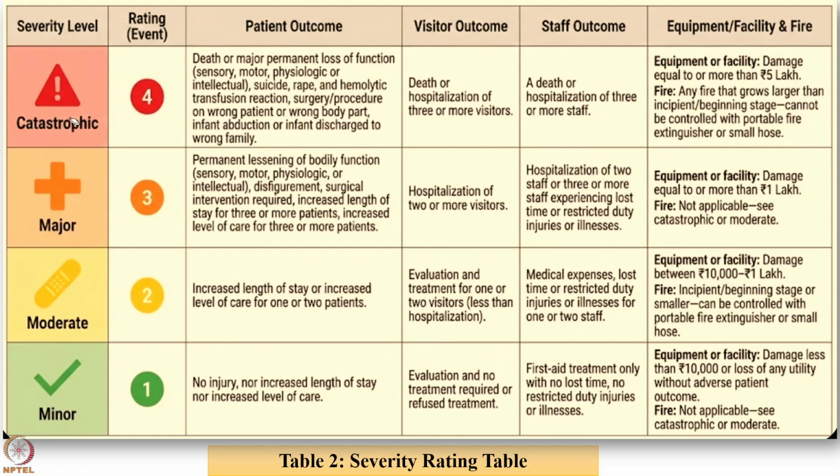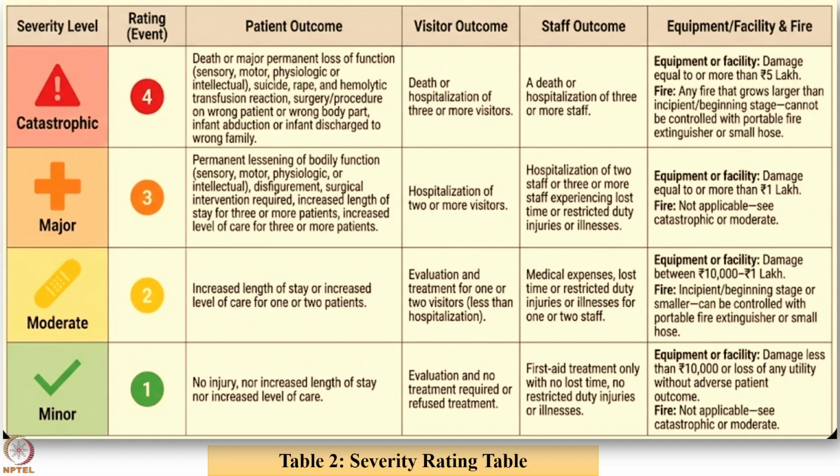Then comes the moderate part of this. Moderate risk is increased length of stay or increased level of care of 1 or 2 patients. So it is a moderate level of risk. With respect to visitor outcome, evaluation and treatment for 1 or 2 visitors. Medical expenses, loss of time, restricted duty hours, illnesses of 1 or 2 staff. With respect to equipment or facility damage between 10,000 to 1 lakh, and incidence of fire, incipient or beginning stage, smaller, which can be controlled by a fire extinguisher.